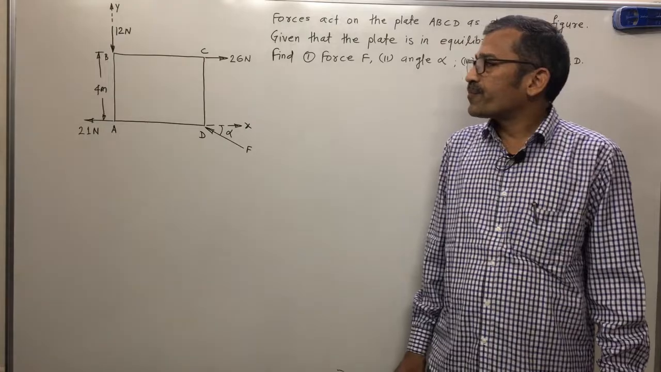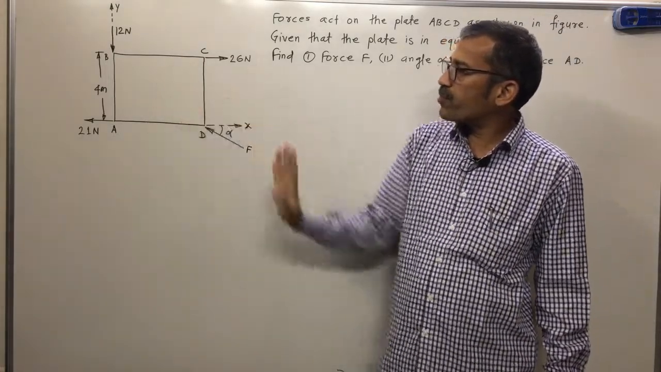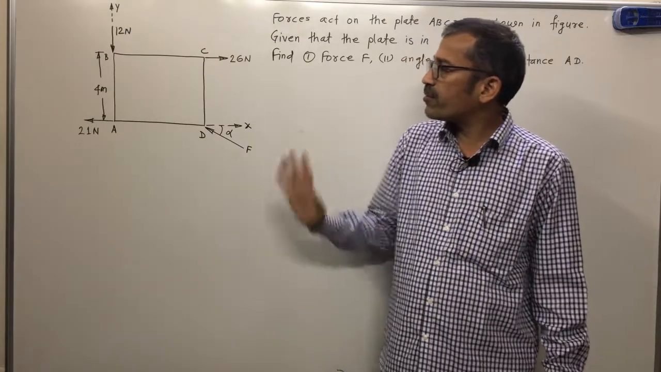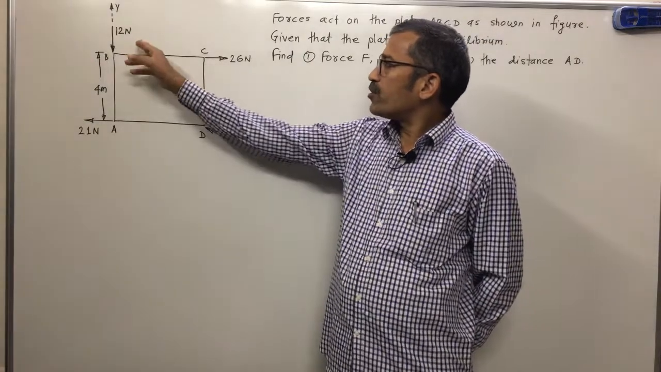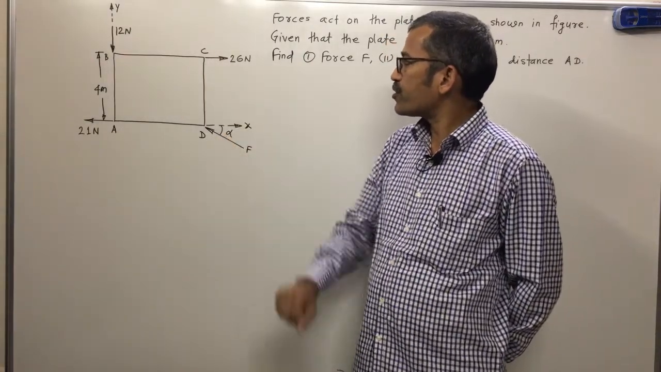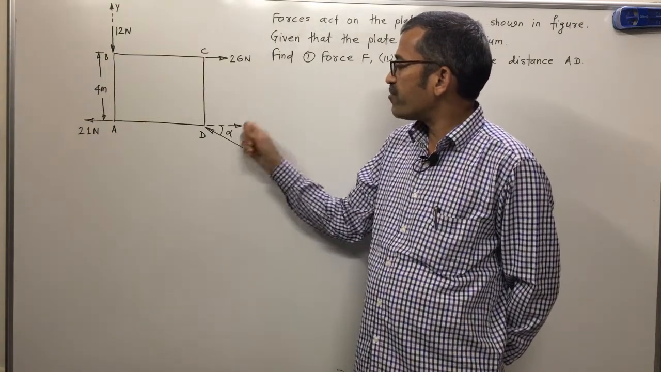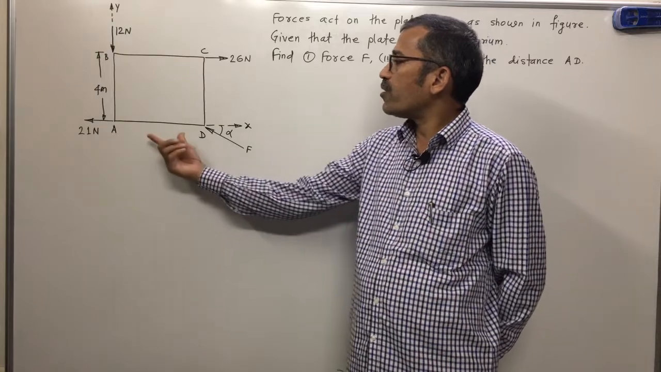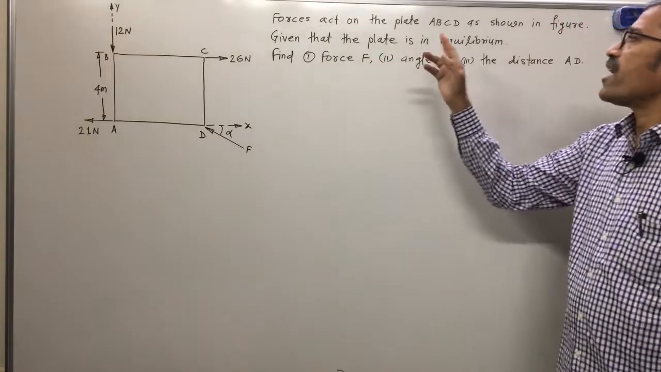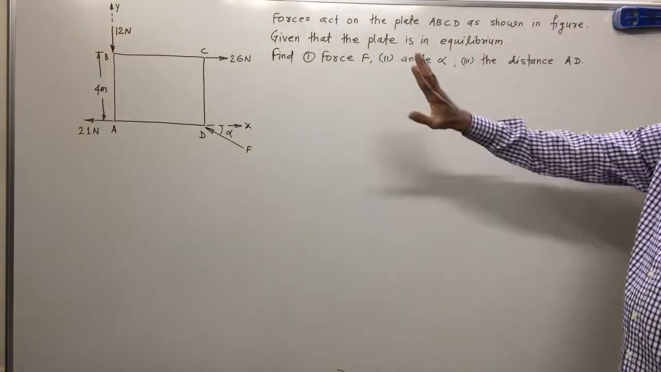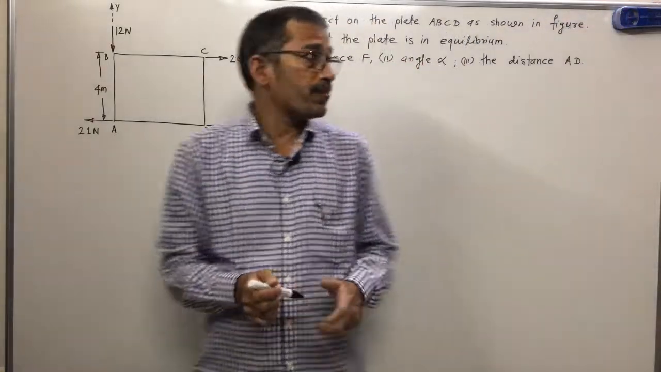What is given? One rectangular plate is given where AB length is 4 meter, but the horizontal dimension of the plate is not given. How many forces are acting? 1, 2, 3 and 4 forces. But the magnitude of this force is not given, angle alpha is not given, and the horizontal dimension is not given. What is given in the problem? See here, forces act on a plate ABCD as shown in the figure. These are the forces acting. Given that the plate is in equilibrium.